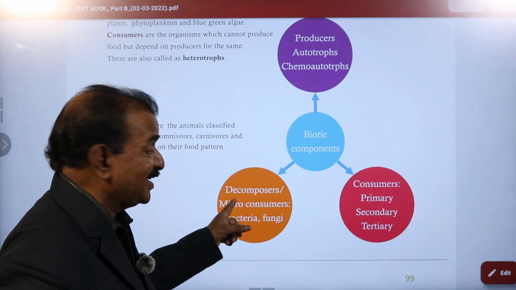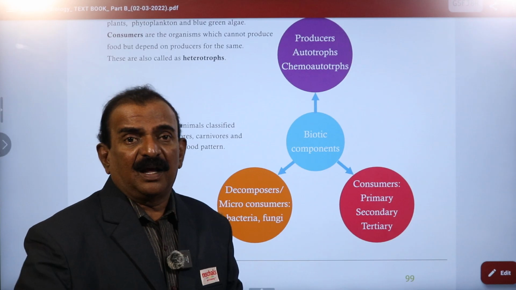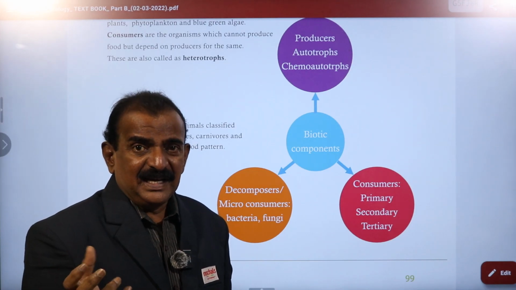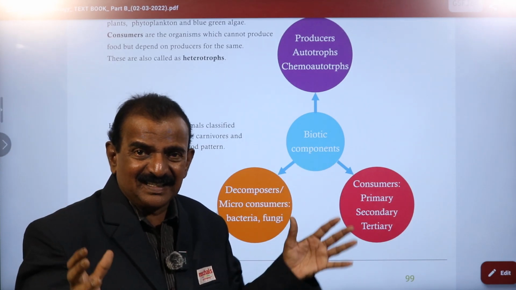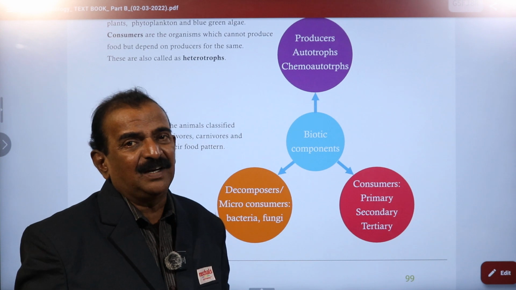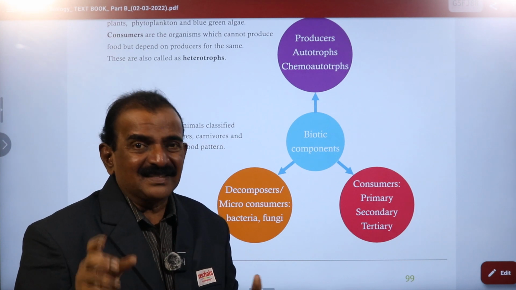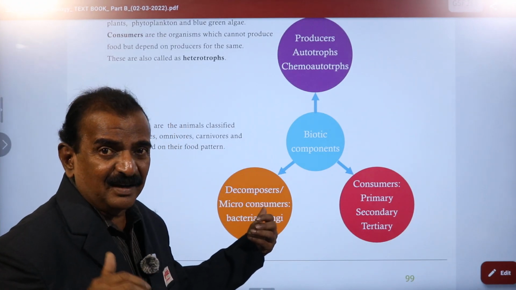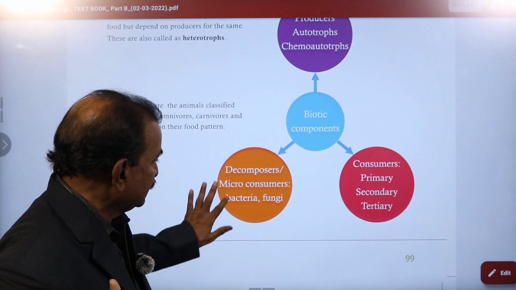Now we need to understand the term decomposers. Decomposers are life forms that decompose dead organic matter and turn it into simple organic substances. Once again these simple substances get back to the soil and the atmosphere, and that is the mineral cycle. They are called decomposers: microorganisms like bacteria and fungi.